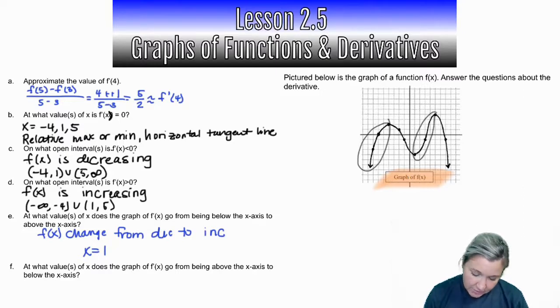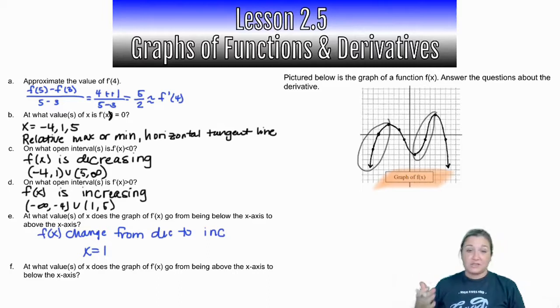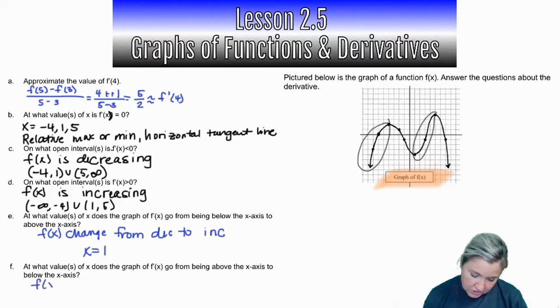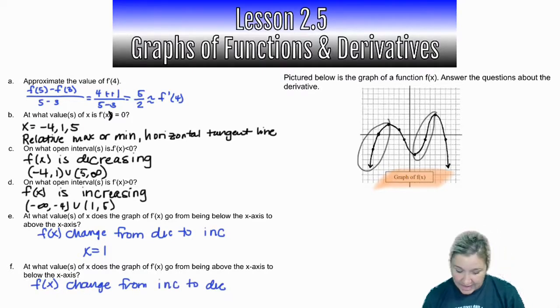And so the f prime of x, our derivative graph, would go from being below the x-axis to above the x-axis. And then at what values of x does the graph of f prime of x go from being above the x-axis to below the x-axis, which means that our f of x is going to change from increasing to decreasing. And those are going to be at x equals -4 and at x equals 5.